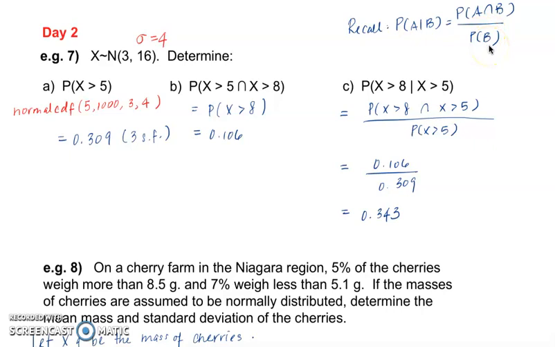Okay, so in this case, if we match up the notations here, the numerator will need you to find the and of x greater than 8, as well as x greater than 5. And the condition is that x must be greater than 5. So you divide it by the probability of x greater than 5. We have found these two results in parts A and B, so you just sub in the numbers and come up with the result.